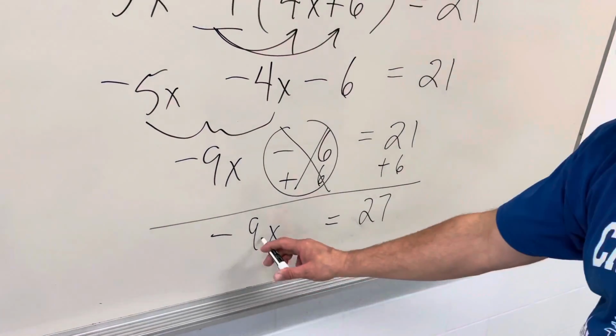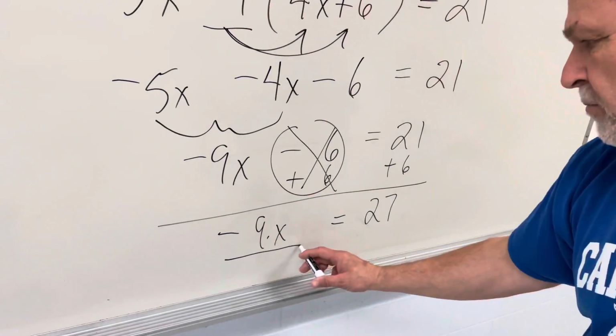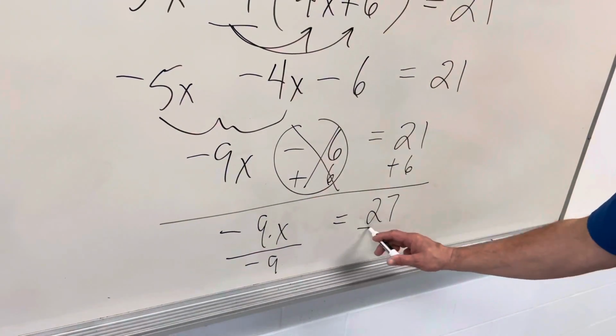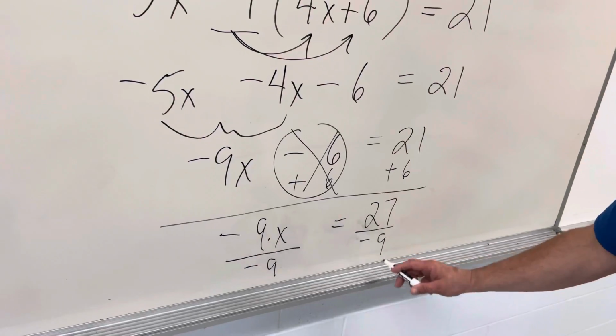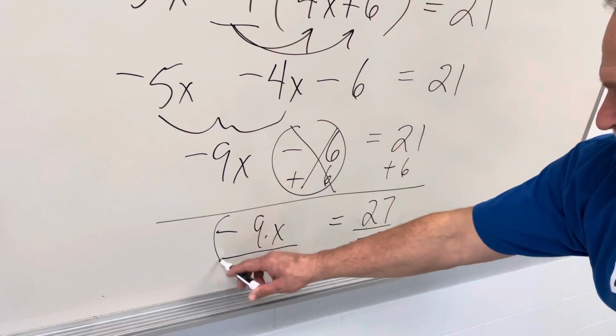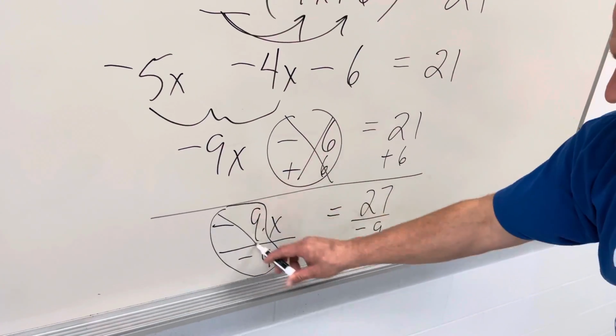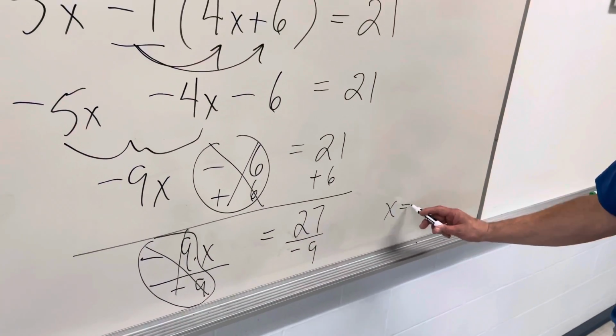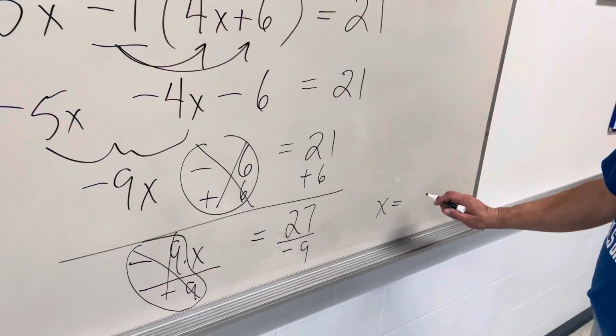We have a multiplication equation. To undo multiplication, we divide. So we divide each side by negative 9. The negative 9's cancel, leaving us with x. And 27 divided by negative 9 is negative 3.